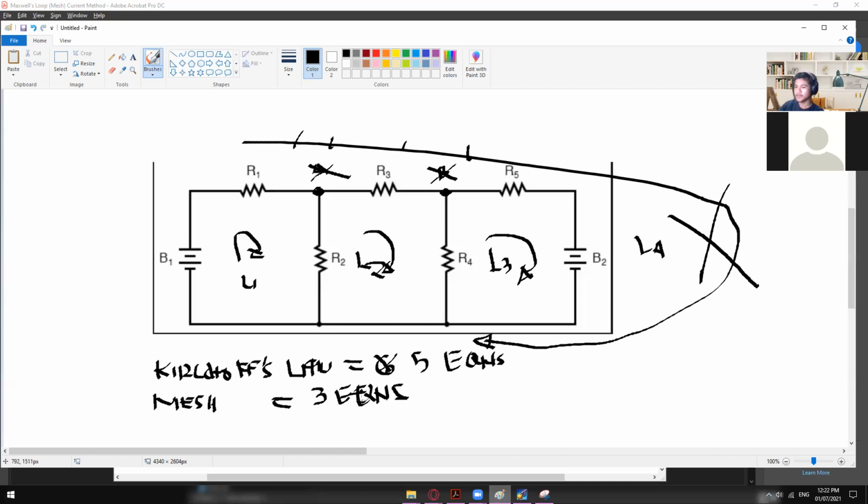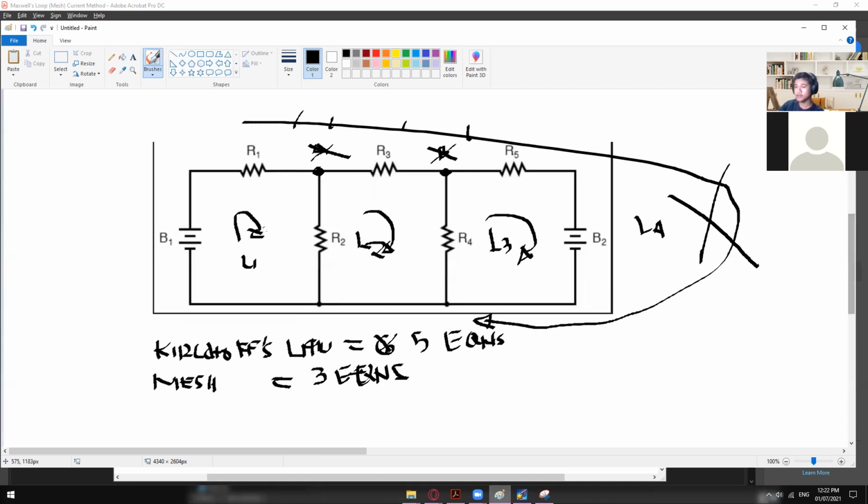Anyway, so yeah, we have 3 equations in total. So 3 unknowns, 3 equations. But unlike in here, we have 5 unknowns, 5 equations. So that is the main advantage of using mesh current analysis.